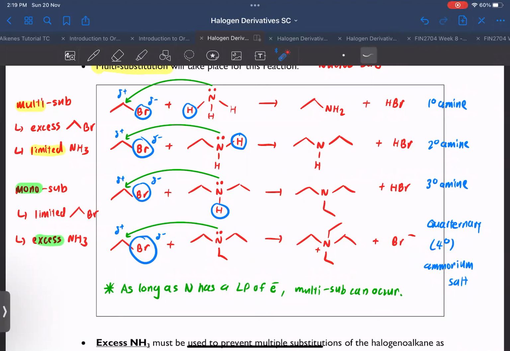Okay, can you see what I'm trying to say here? Look at this guy. If you want to substitute a lot, make sure you put a lot of this guy. If you want to substitute little, make sure you put very little of this guy. Yeah, that's it.